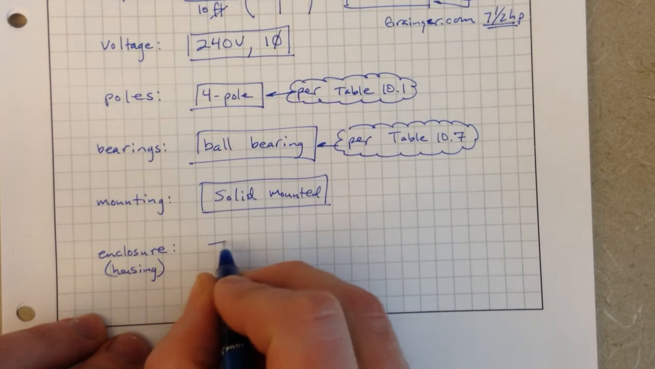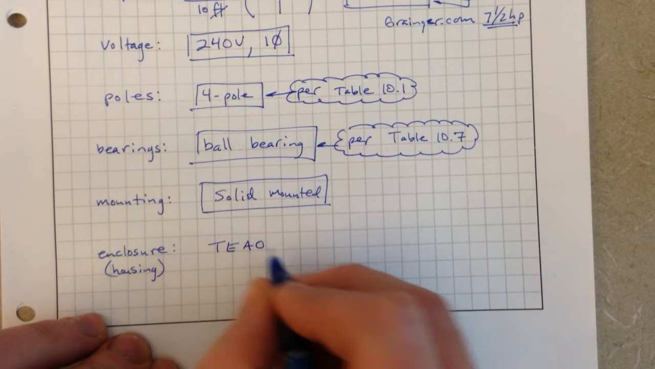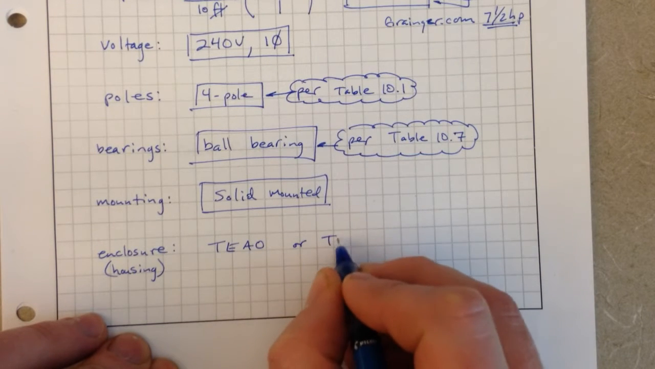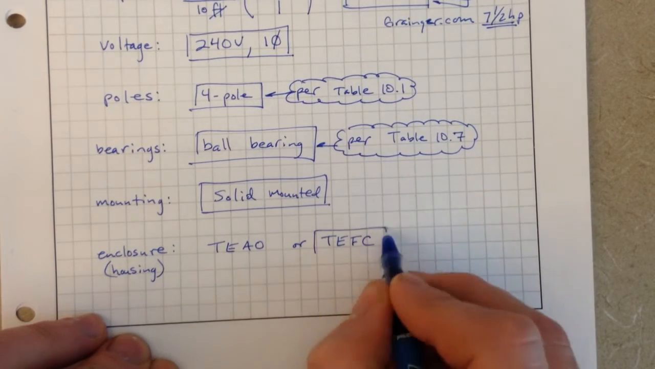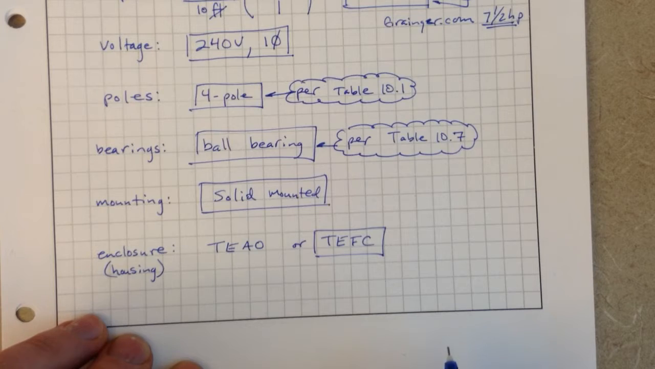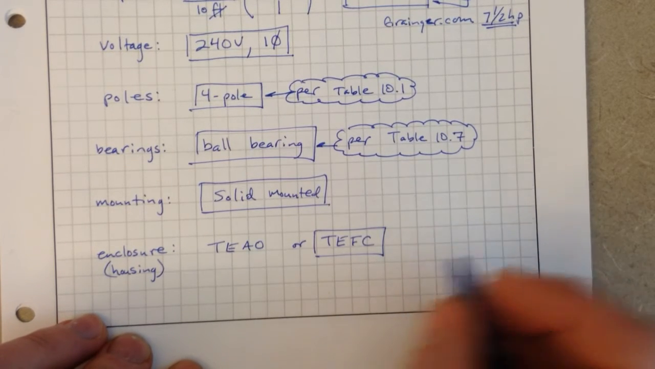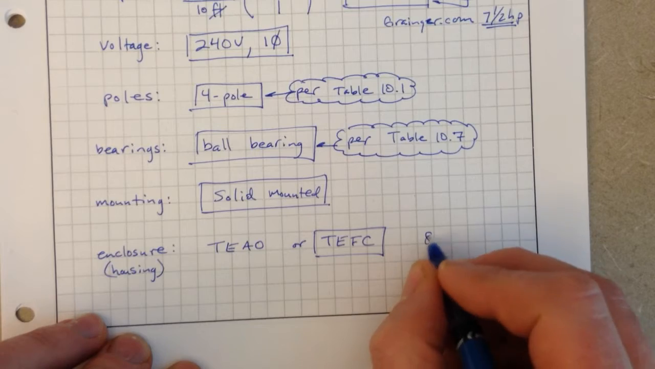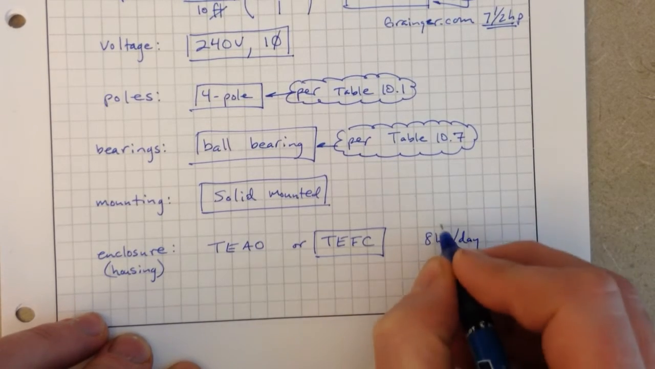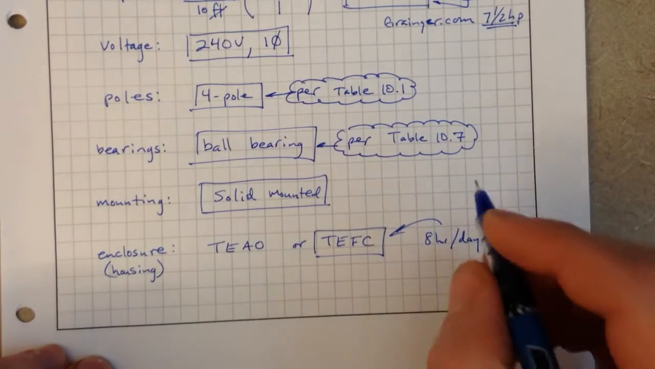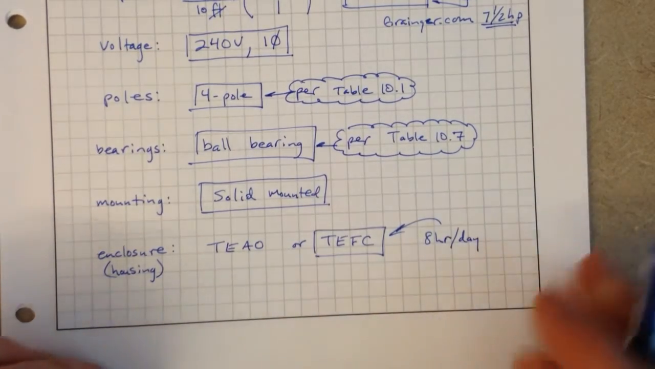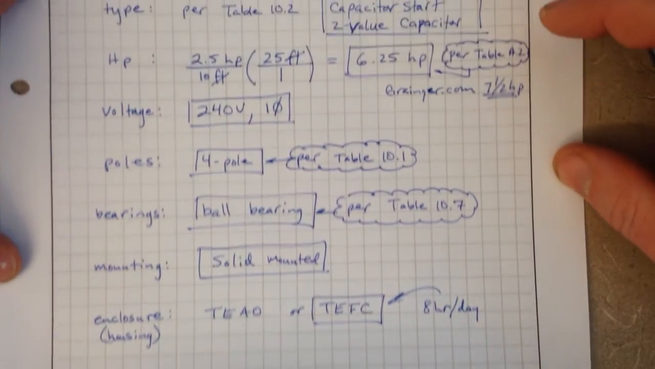I would say totally enclosed air over, or a totally enclosed fan cooled. And I might actually go with this because of the duty cycle, 8 hours a day. We can get some hot fall days, and we want to make sure we can keep that motor cool, and a fan will help us do that more effectively. So these are some of the things that I could select for my motor.